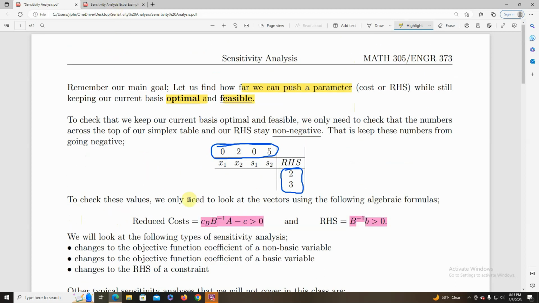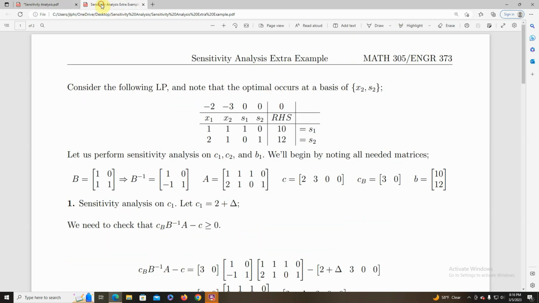So let's actually jump into an example, okay? And show you what I mean, keeping in mind these formulas. So if I jump into this LP, here's an LP, and all we need is what's the optimal basis. So the optimal basis contains x2 and s2. Those are the basic variables at the optimal. And this is the original table. That is all I need to perform sensitivity analysis. I need to know what the optimal basis is, and I need the original table.